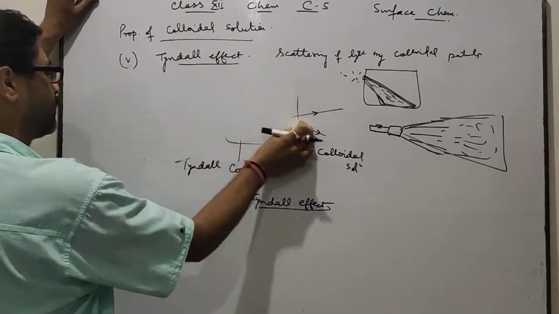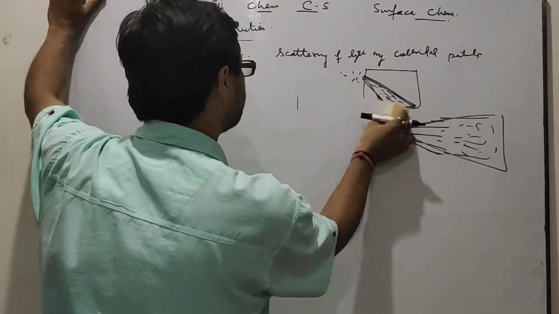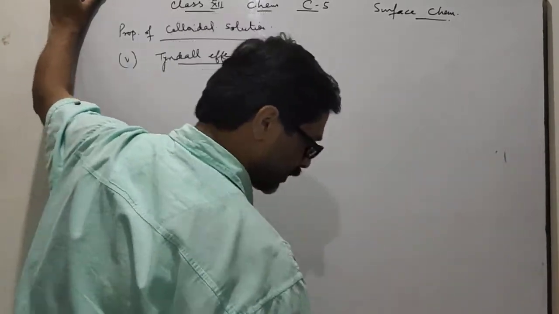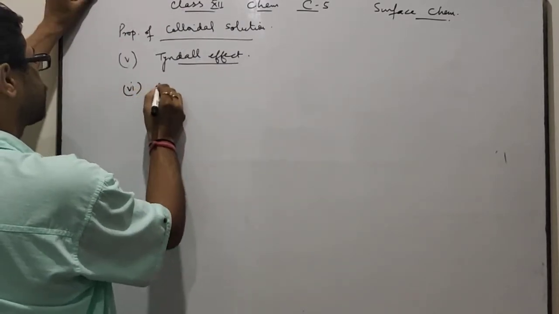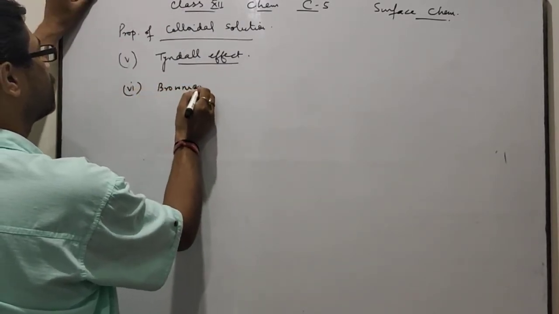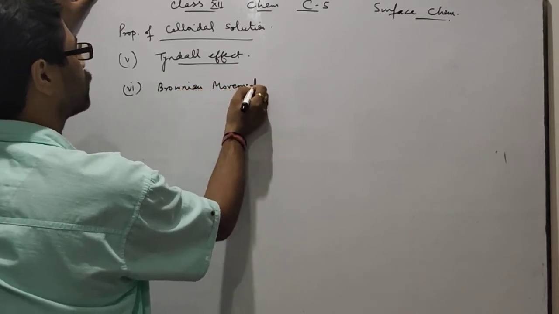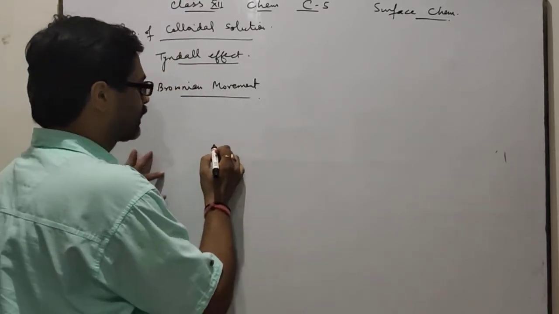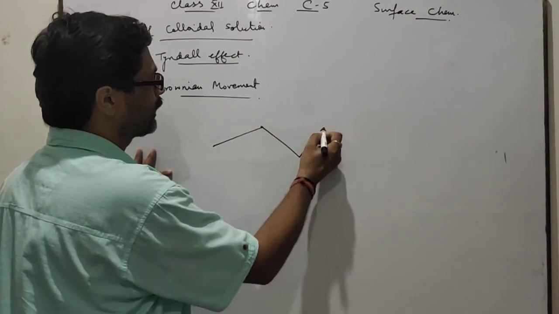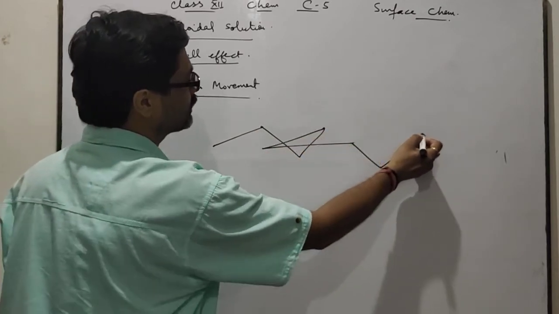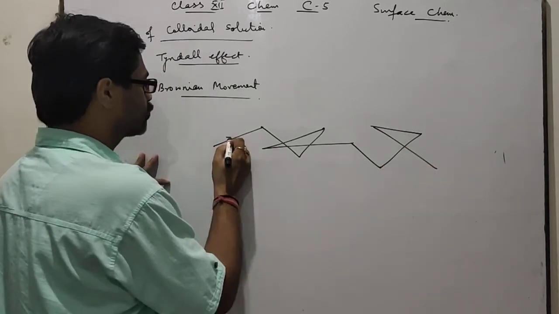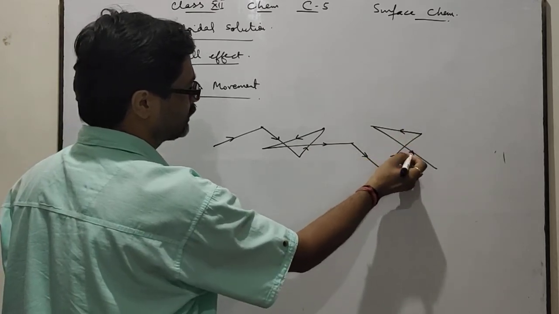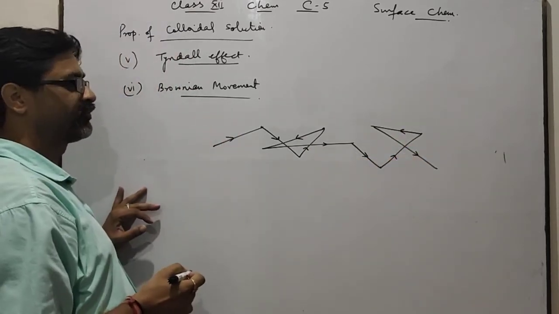Now I am going to discuss one more topic in this lecture. That property is Brownian motion, or you can say Brownian movement. The sixth property is Brownian movement. This property is also shown by colloidal particles. When colloidal particles are seen under a microscope, the particles show a zigzag movement. This zigzag movement of colloidal particles is known as Brownian movement.